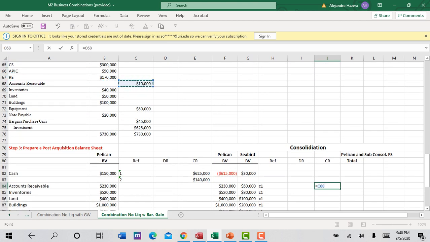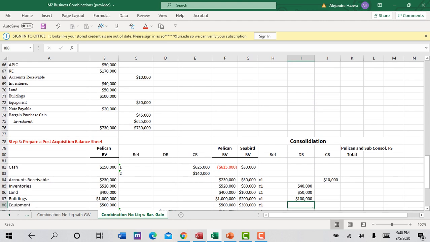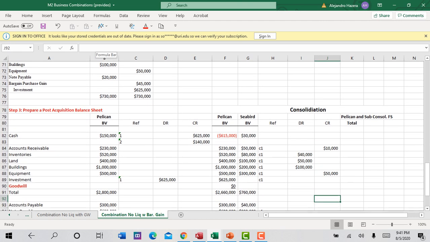So we have a credit for 10,000 there. Inventories, we are writing up by 40,000. Land, we're writing up by 50. Buildings, we're writing up by 100,000. Equipment is a write down of 50,000.